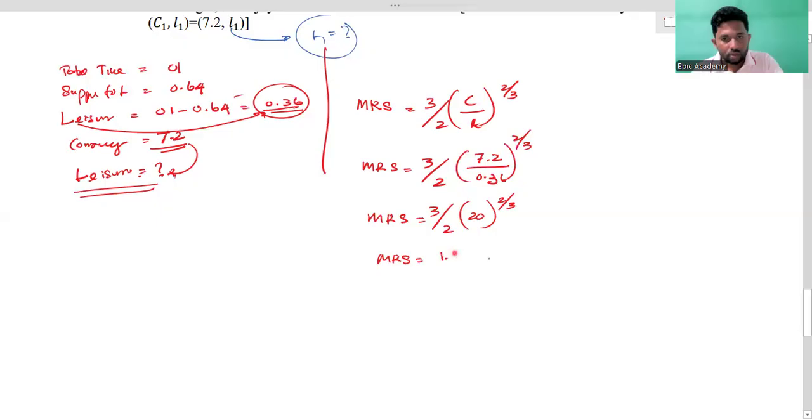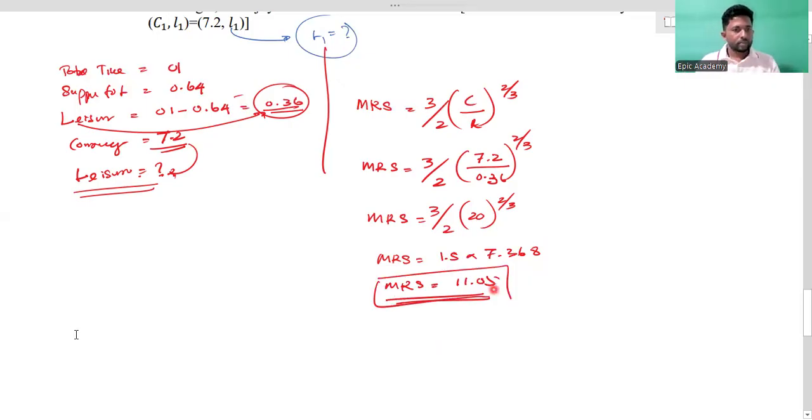1.5. So 20 to the power of 2 divided by 3 is 7.3668. Okay, this is the value. So MRS equals 11.05. That's it. Are you okay with this calculation? Yes, I got it.